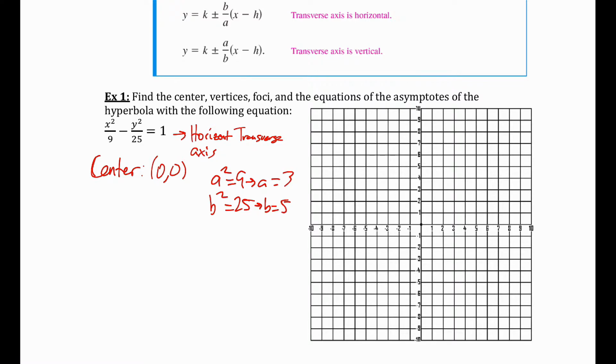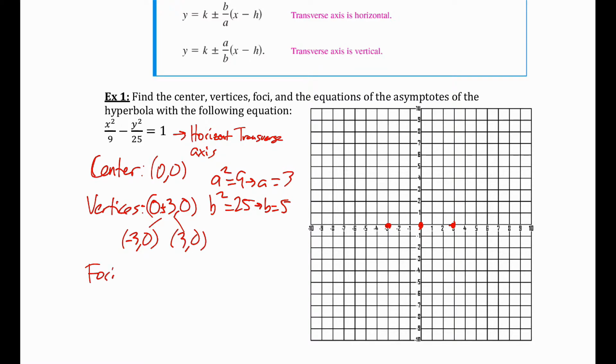Now, to find our vertices, let me actually plot this (0, 0) point before I forget. So we've got that point (0, 0). Since we're dealing with a horizontal transverse axis, the x values are the ones that are going to change. So it's going to be 0 plus or minus that a value of 3, in order to leave the y value alone. So our two vertices are at (-3, 0) and (3, 0). Put those on the graph. There's one vertex, and there is another.